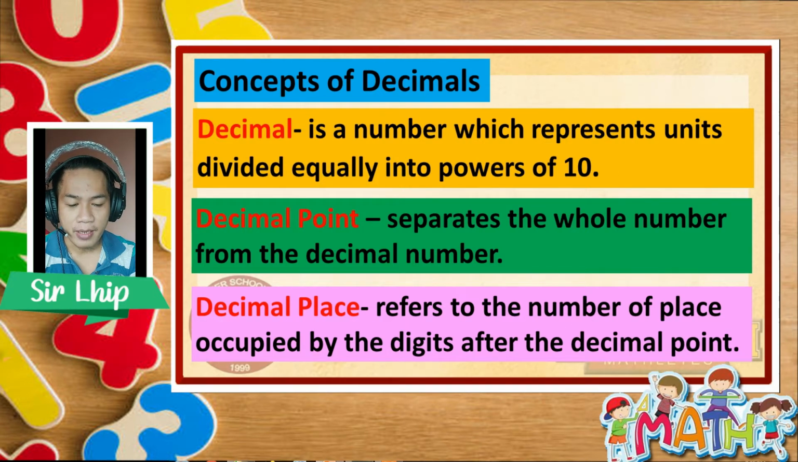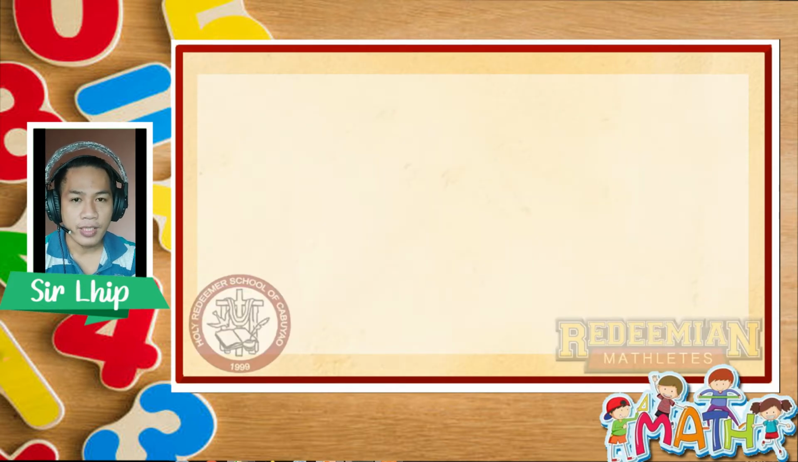In reading decimals, read the decimal number the same way as reading whole numbers, except for the place value, where tens become tenths, hundreds is hundredths, and so on and so forth. Add th at the end of the place value in reading decimals. The decimal point is read as n.